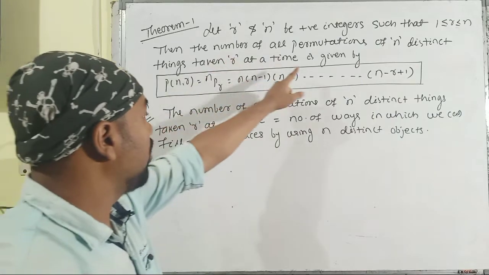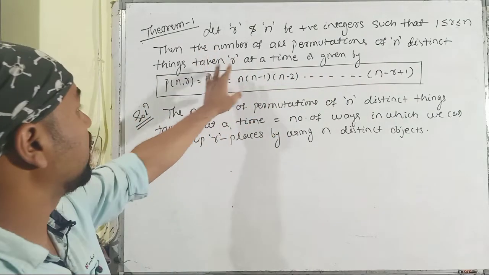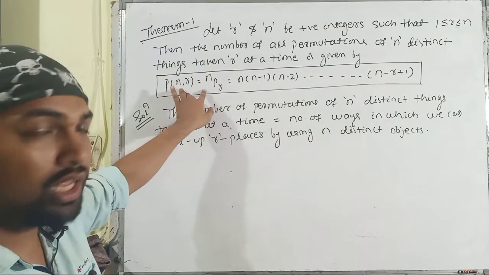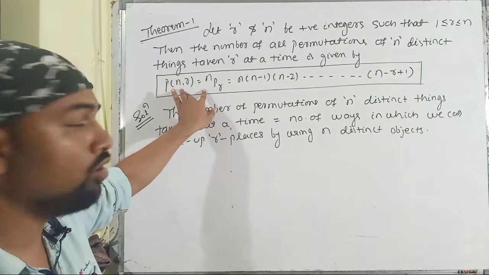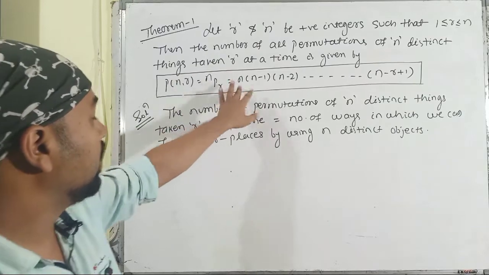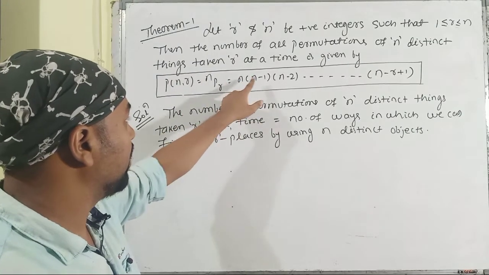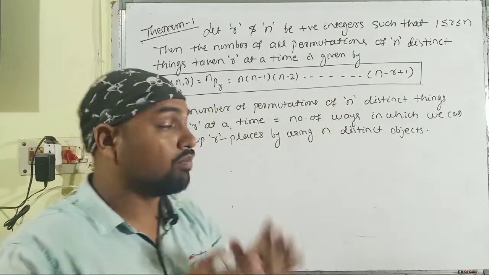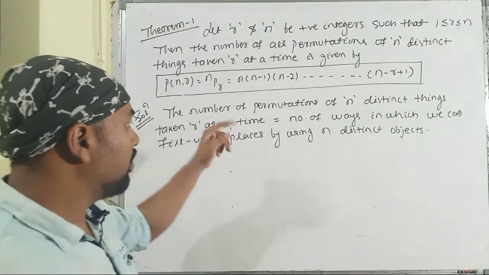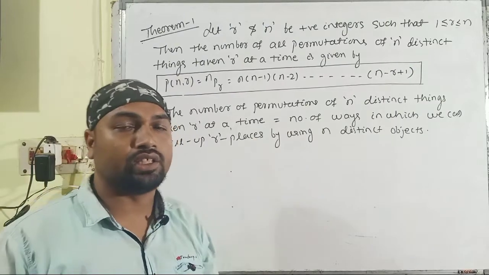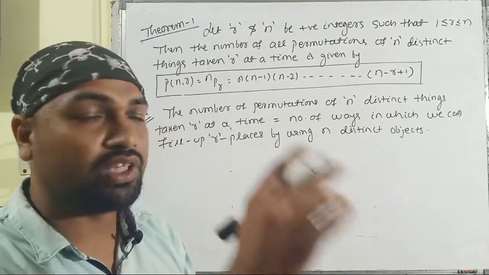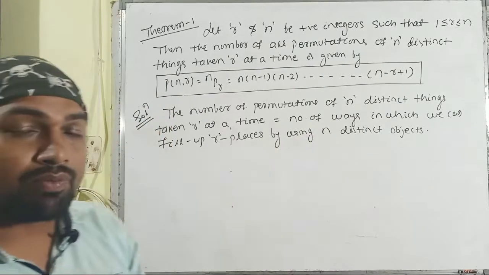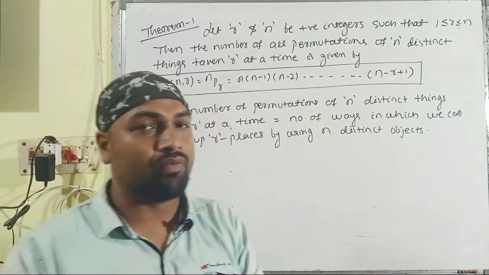Then the number of all permutations of n distinct things taken r at a time is denoted by P(n,r) or nPr. We have already discussed it a little while ago in the notation part. Then it is defined as the multiplication of n with n minus 1 with n minus 2, with the last term n minus r plus 1. Here, the number of permutations of n distinct things taken r at a time is equal to the number of ways in which we can fill up the r places by using the given n objects.